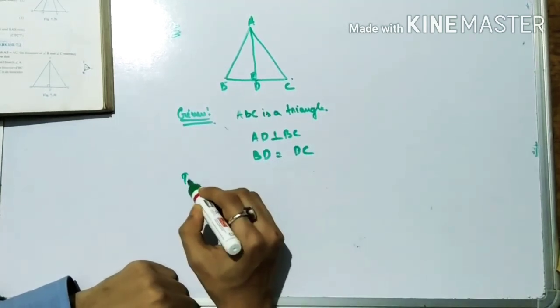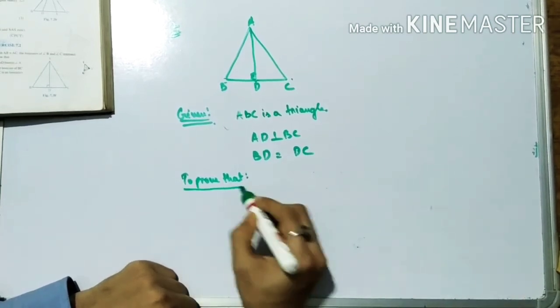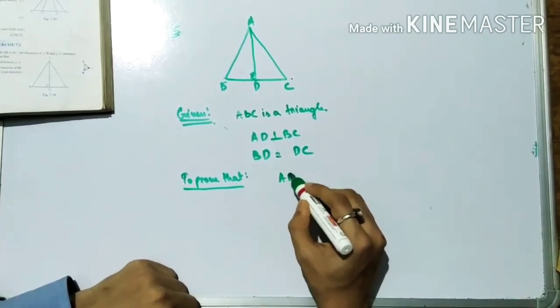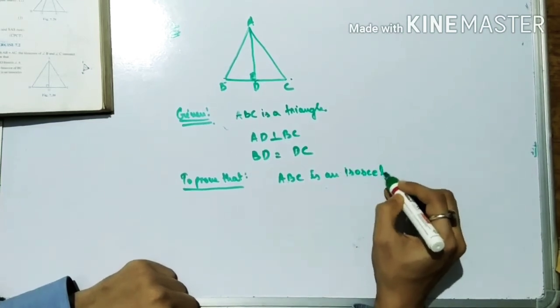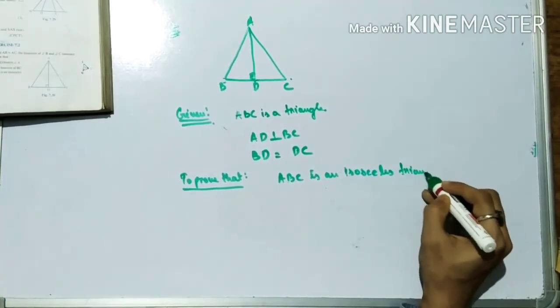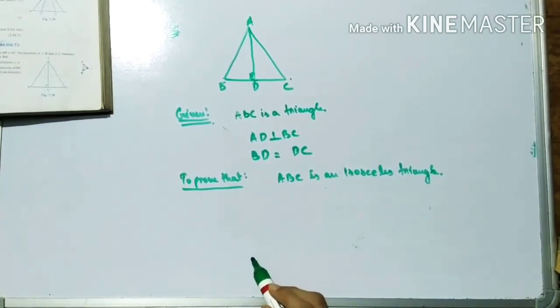Now I have to prove that. What do I have to prove here? I have to prove that ABC is an isosceles triangle. This one I have to prove.